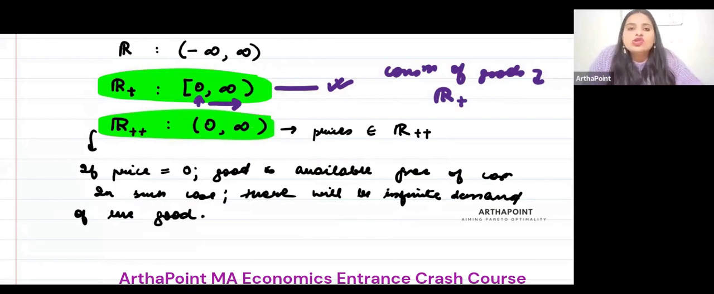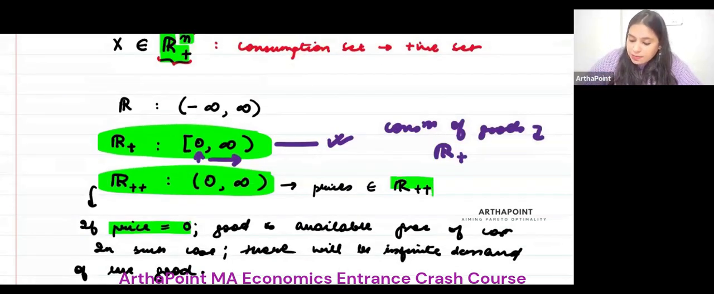So for example, take the case of air. Air is available freely. We are not really paying anything for the air, for the oxygen. Because we are not paying anything for it, everyone is demanding it, right? And they're demanding infinitely. Everyone is consuming 24/7. So when the price of the good becomes 0, in that case, I will show you an example. Economic interpretation sometimes is possible and sometimes it becomes very difficult. So usually we will always assume that P is in the R plus plus space, and we will assume that demand is in the R plus space.